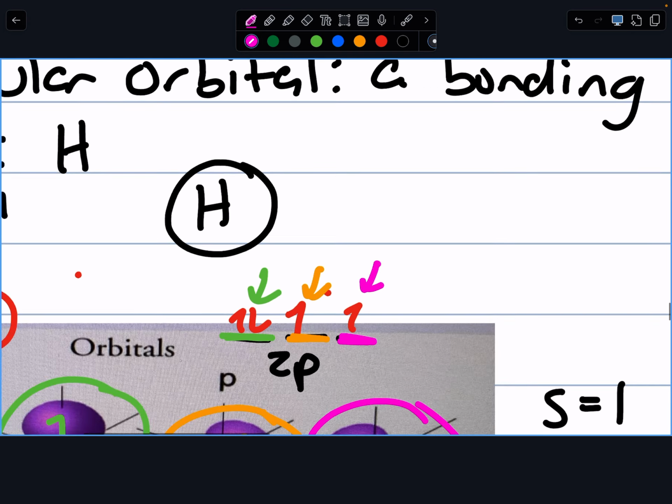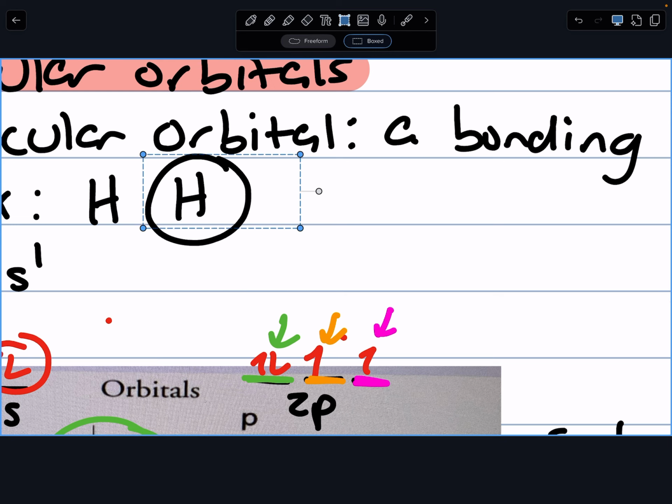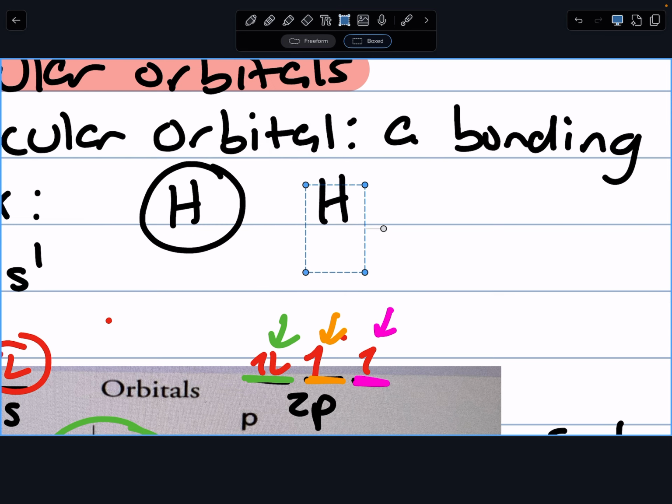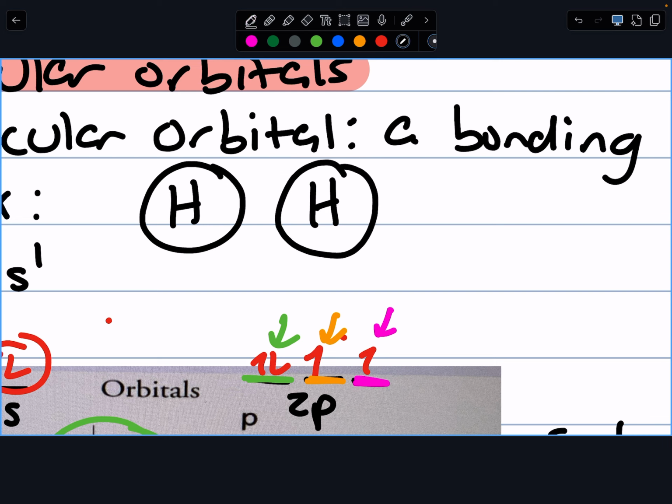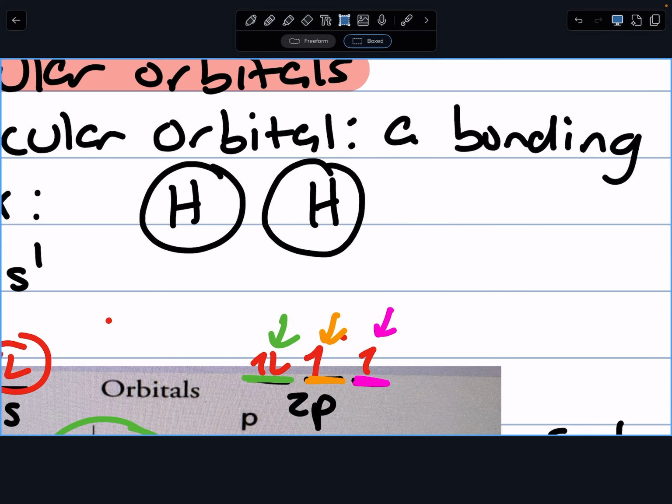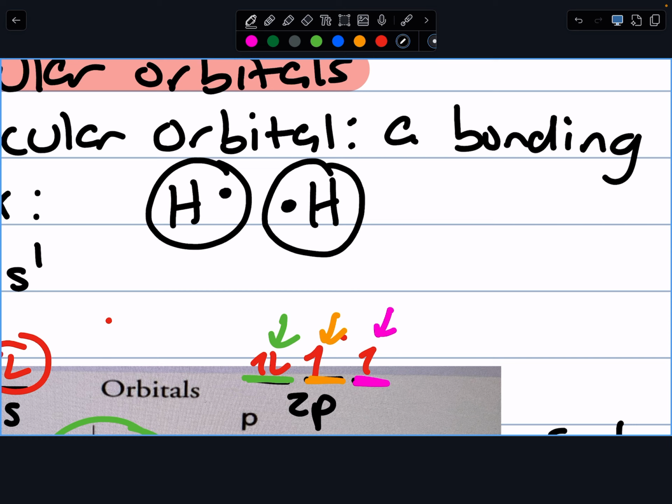So if I have hydrogen with an s orbital, right? Remember, what does the s look like? A circle, right? And I have 2 hydrogens with 2 s's. Again, each one of these hydrogens has 1 electron available for bonding. You're with me? Okay, so when they overlap their orbitals, watch.